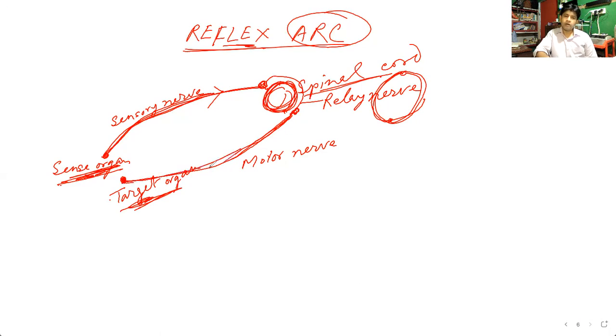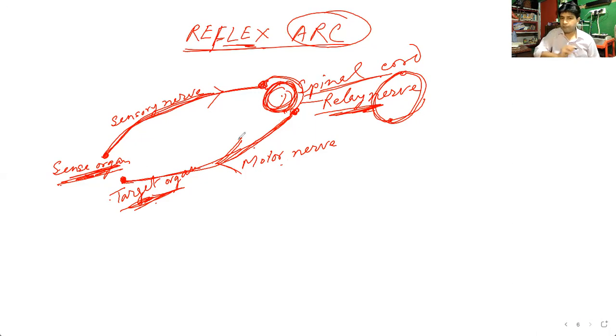So to the target organ, motor nerves are bringing the information. So motor nerves are there, target organs are there, as well as the relay nerves, which communicate the information in between the sensory nerve and the motor nerve. So that relay nerve also should be there. These are the components of the reflex action. That means when one reflex action occurs, all these things are involved: sensory organ, sensory nerve, spinal cord, motor nerve, target organ, then the relay nerve.